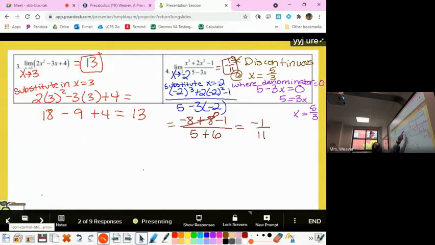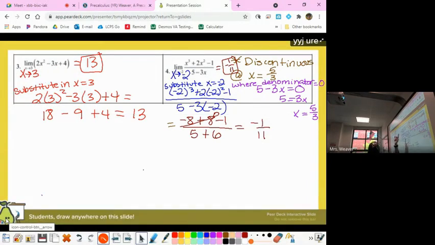Like on a couple slides ago, I didn't technically need to find out where it was discontinuous because it wasn't discontinuous at -2. But you need to be able to realize that it's not going to work, or when you substitute it in, you're going to find out, just like I was showing on this last one, because it'll give you a problem that's not defined. So if you want to try just straight substituting it in first, you can.